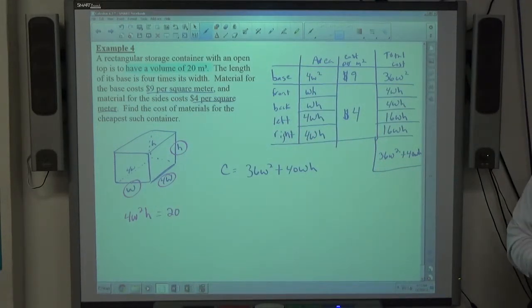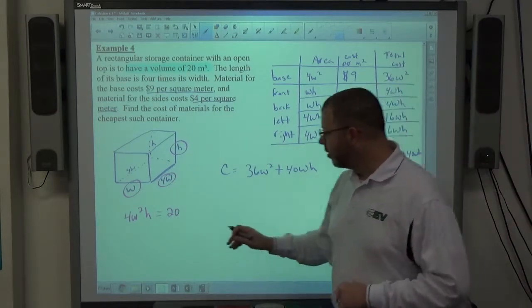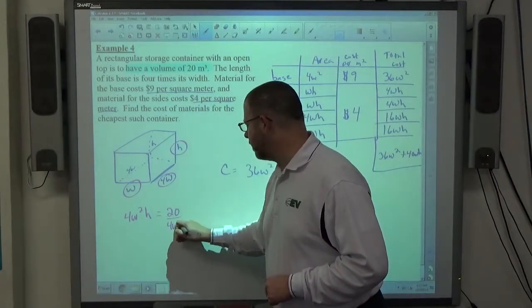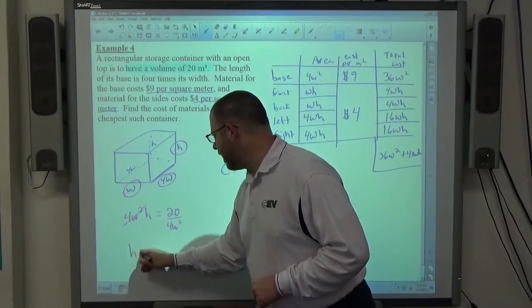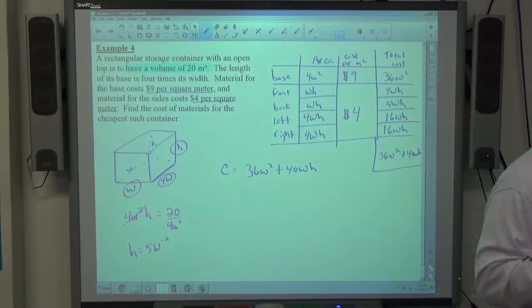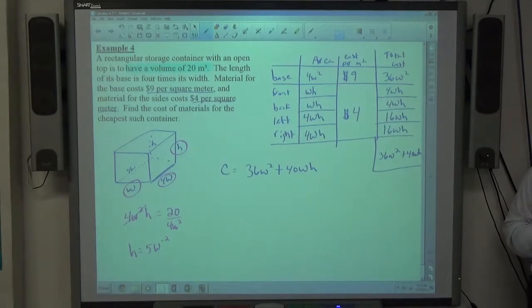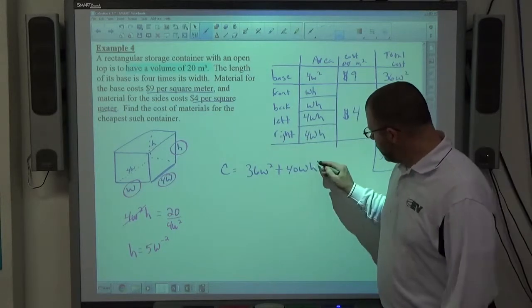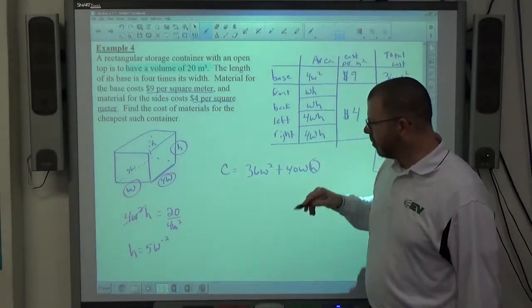And again, just like yesterday, I get that to say W equals or H equals. H equals is much simpler. No square root necessary. So divide both sides by 4W squared. And just like that, I get H is equal to 5W to the negative second power. And just like yesterday, negative powers are probably more useful to me in this case than 5 over W squared. They're both correct, but as far as differentiation is concerned, negative powers are easier to differentiate than fractions. So H, which is right here, can be replaced with 5W to the negative second.